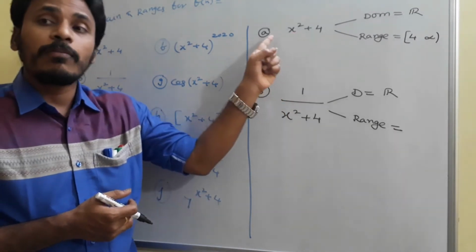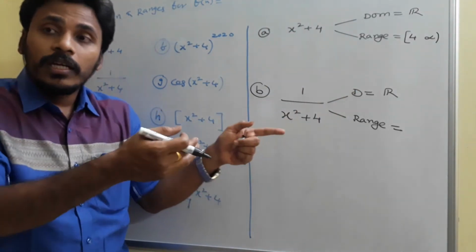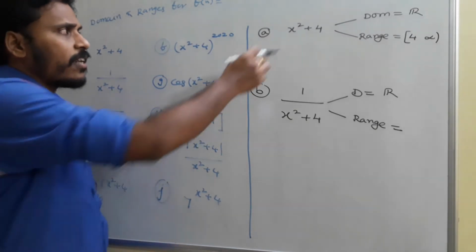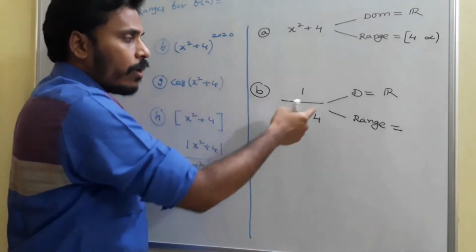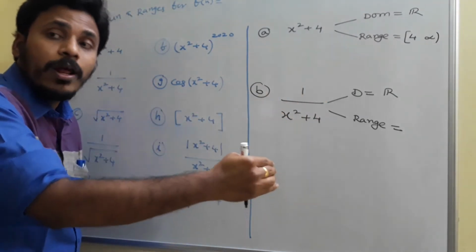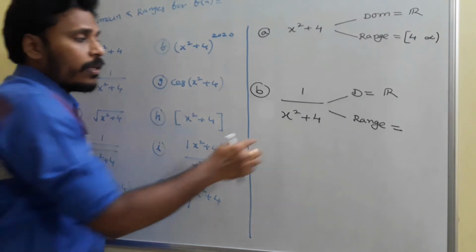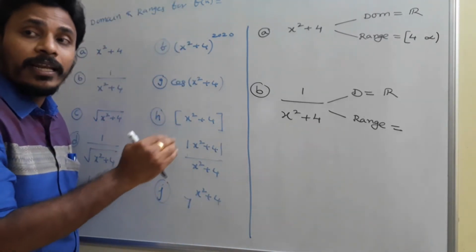Once again I am repeating. Here the values are more than 4. Whereas if you think about 1 by x square plus 4, its values are less than 4. It's just a reciprocal. This is 4 and more than 4. And if you take the reciprocal, these values are 1 by 4 and less than 1 by 4. This x square plus 4 is always positive, and that's why you can't get a negative region.